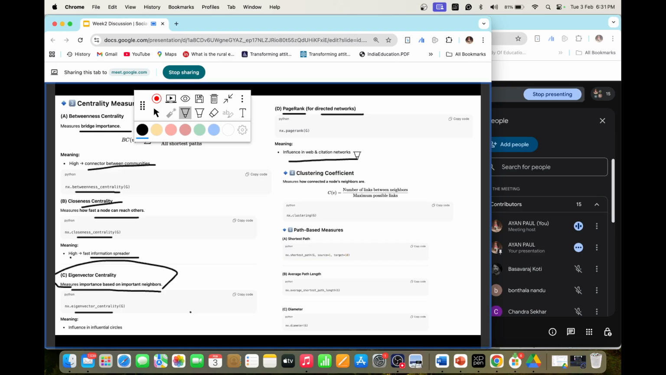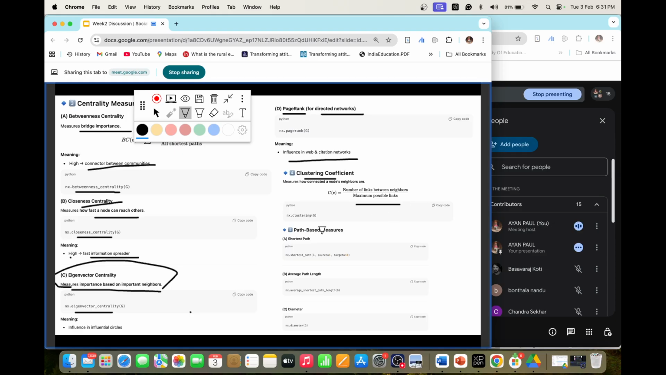That is how much a node is connected to other nodes, and second, how much this node is connected to important nodes. So these two measures it measures. Okay, so that is PageRank. And then you have this clustering coefficient, that is the number of links between the neighbors divided by the maximum possible links. Okay, so that is this clustering coefficient.